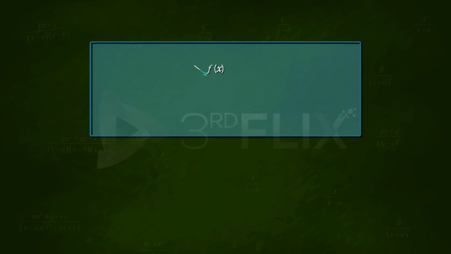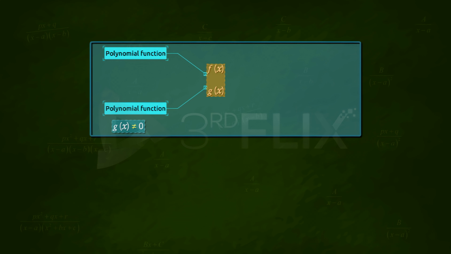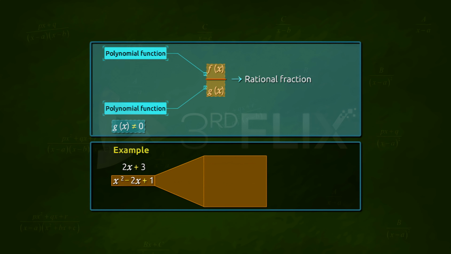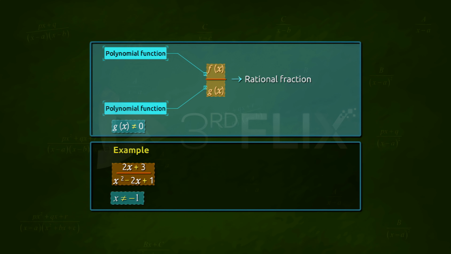Let f(x) be a polynomial, g(x) also a polynomial, and g(x) not equal to 0. Then the ratio f(x) by g(x) is called a rational fraction. Example: 2x plus 3 is a polynomial, and x power 2 minus 2x plus 1 is also a polynomial, and x power 2 minus 2x plus 1 is not equal to 0 implies x is not equal to 1. Then the ratio of these two is called a rational fraction.